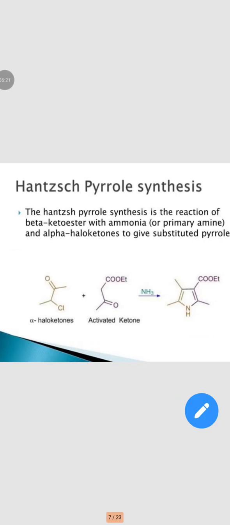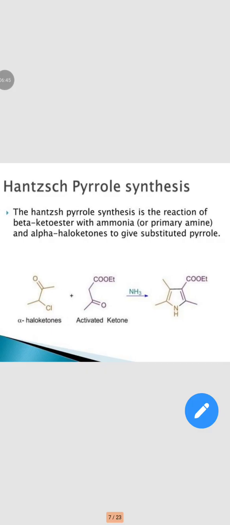Okay. Then third method, Hantzsch pyrrole synthesis. The Hantzsch pyrrole synthesis is the reaction of beta ketoester with ammonia or primary amine and alpha haloketones to give a substituted pyrrole.